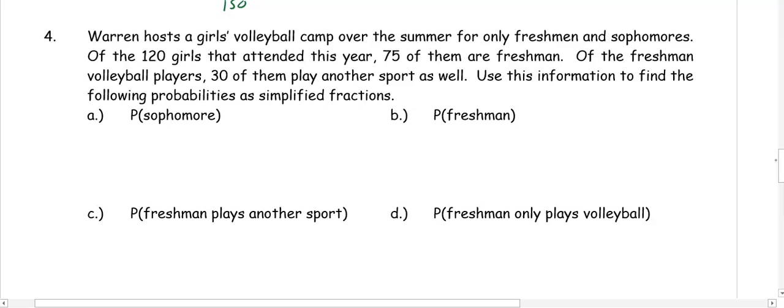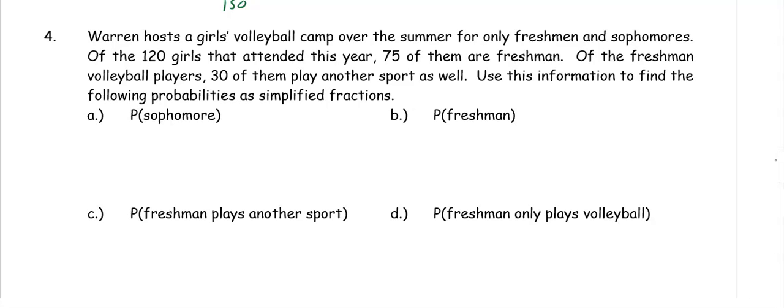Number 4, Warren hosts a girls' volleyball camp over the summer for only freshmen and sophomores. Of the 120 girls that attended, 75 of them were freshmen. Of the freshman volleyball players, 30 of them played another sport as well. Use this information to find the probabilities as simplified fractions.